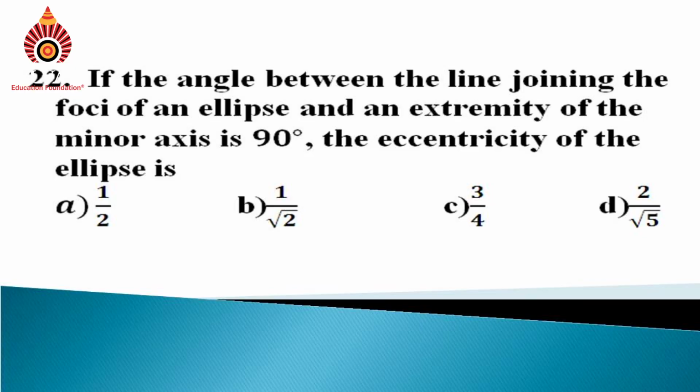Come to question number 22. The question is, if the angle between the line joining the foci of an ellipse and an extremity of the minor axis is 90 degrees, we want the eccentricity of the ellipse.